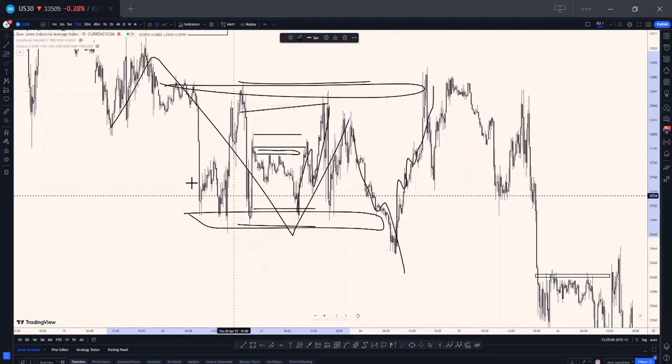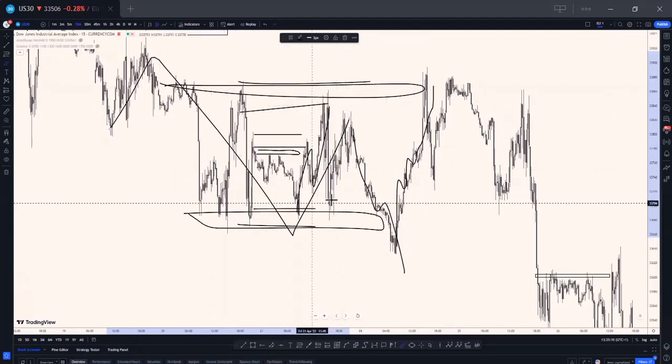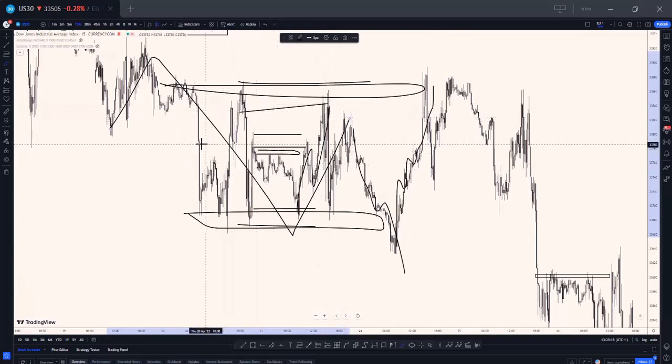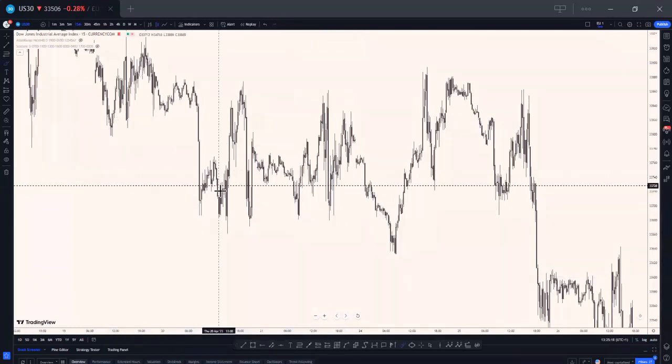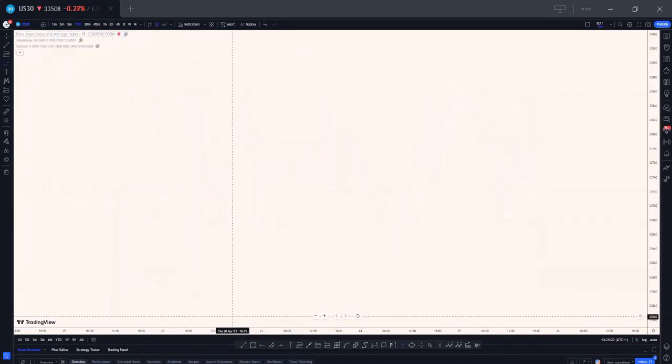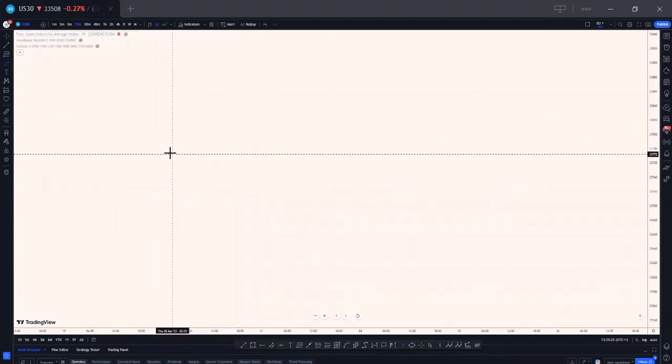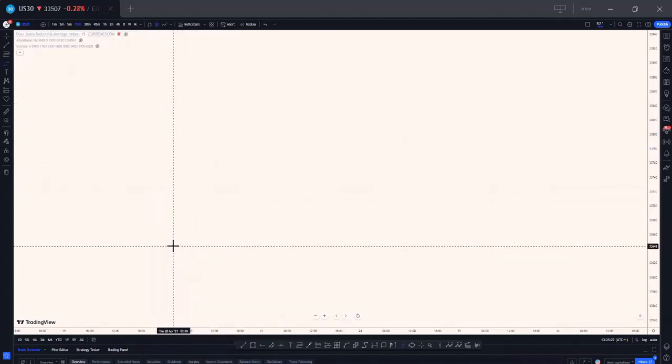All right, so key level manipulation is one of the patterns which smart money uses to manipulate the market and also stop us out on our entries. Now, we also have manipulation number 3, or pattern number 3, the consolidation.